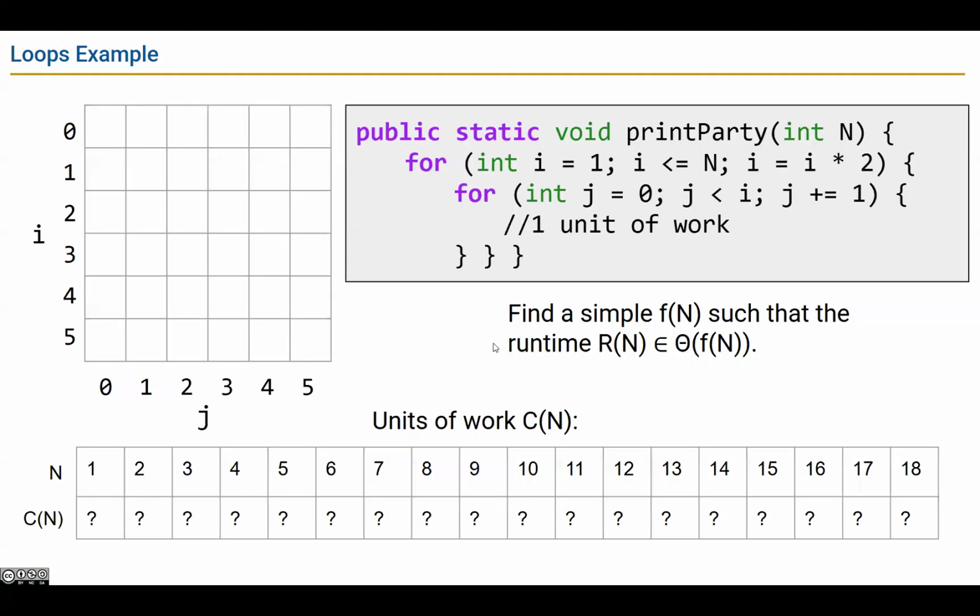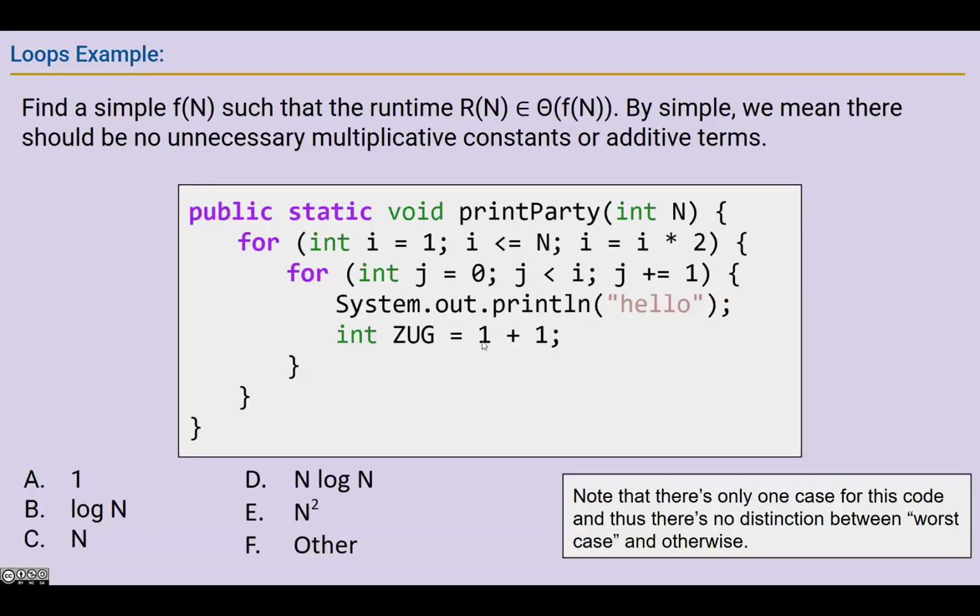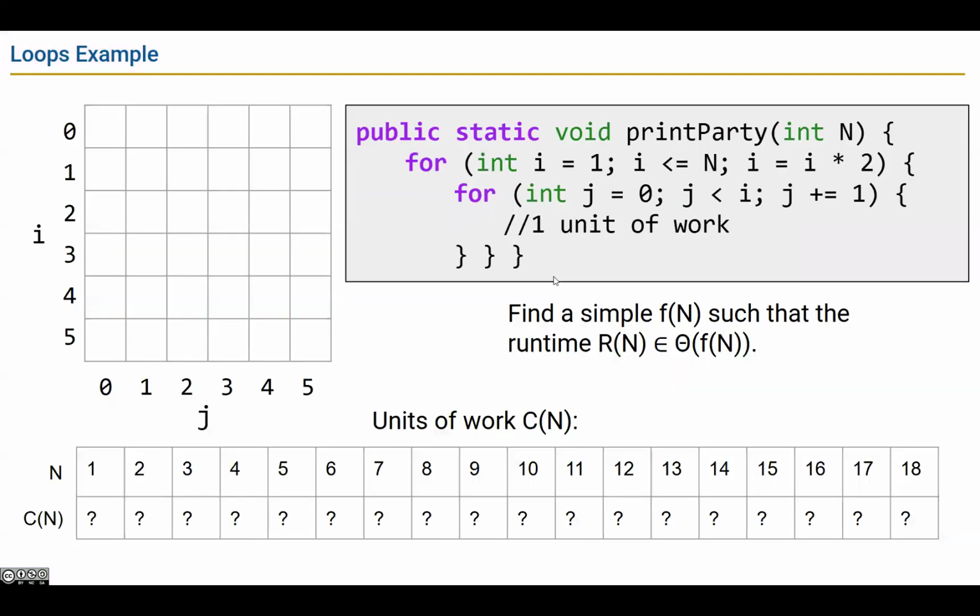So the first step I'm going to do in this is I'm going to say that everything in the middle is just 1 unit of work. Why can I say that? Because that amount of stuff does not depend on the value of n. It's just a constant amount of work. I don't care what's going on in there. I just want to say that's 1. So I'll start off with this.